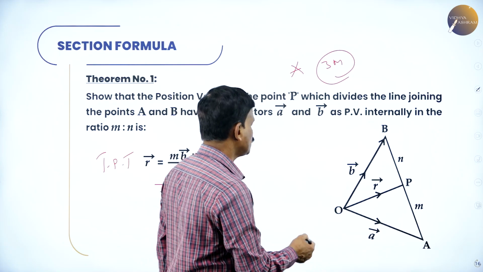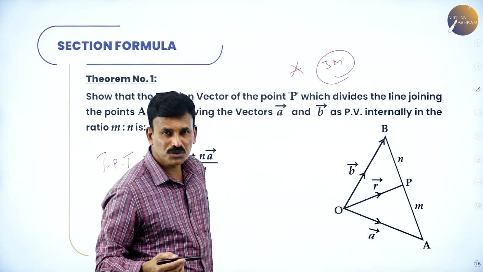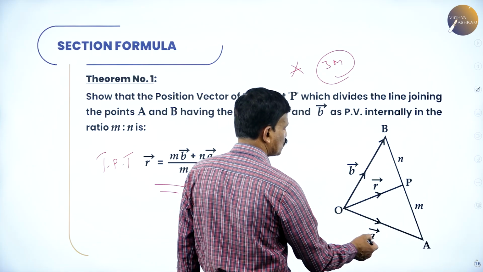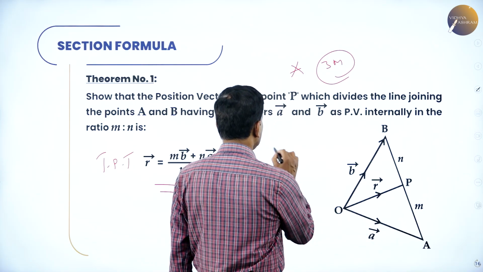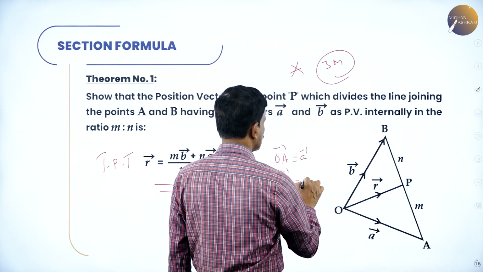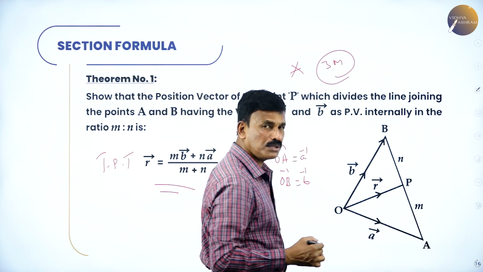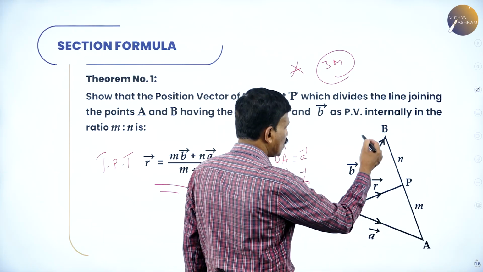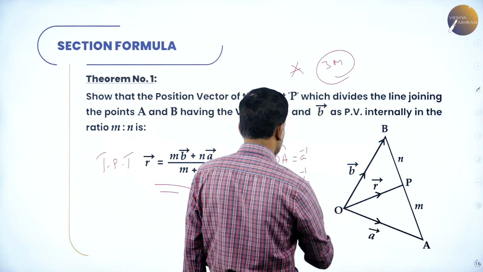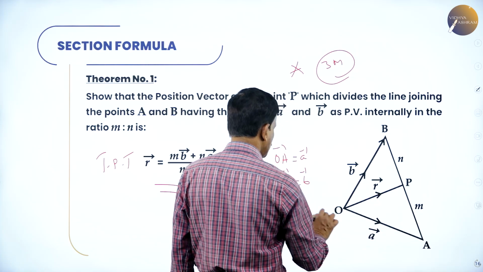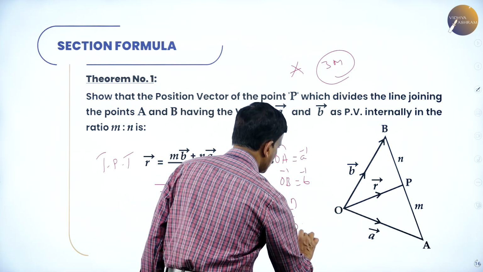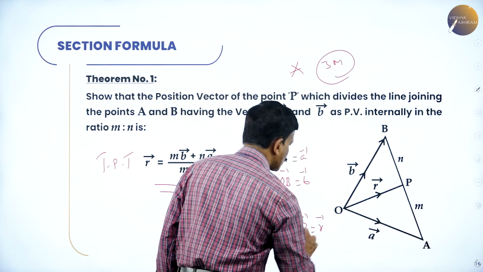Now, let us consider, let A and B be any 2 points whose position vectors are: the position vector of A is vector OA equal to vector a, and the position vector of B is vector OB equal to vector b. Let P be any point on the line AB. This P divides AB in the ratio m is to n. Suppose P divides AB in the ratio m is to n, then the position vector of P is given by vector OP equal to vector r, right.